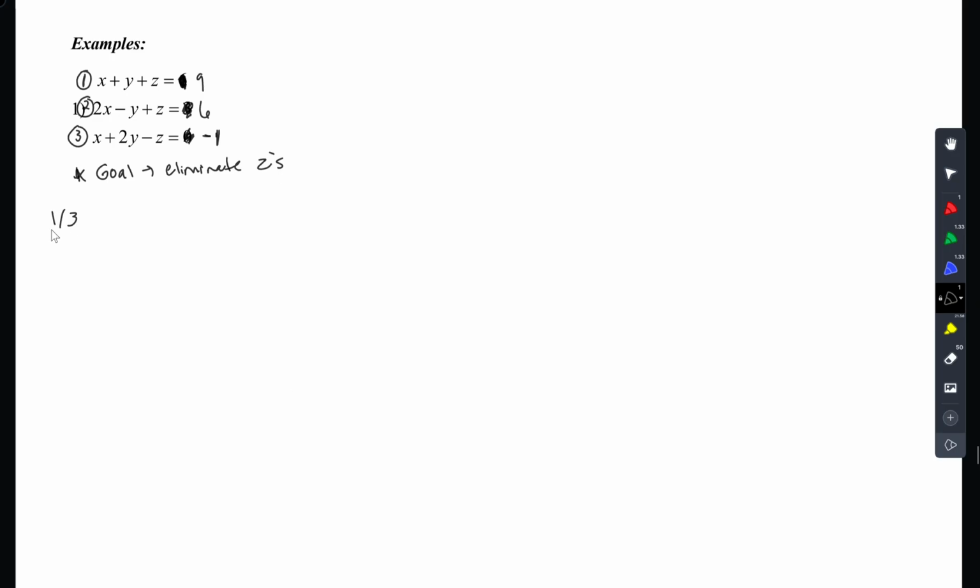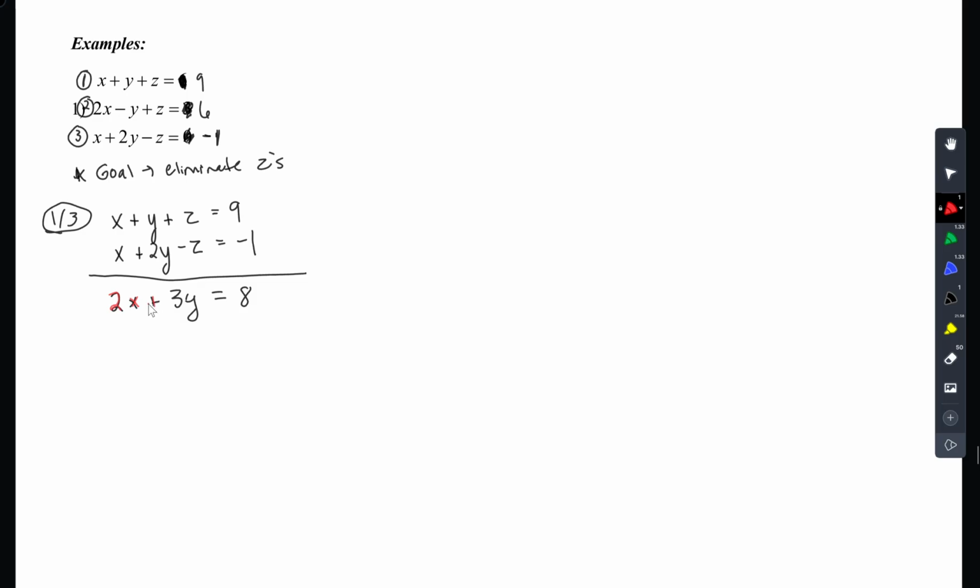So I'm going to pair 1 and 3. I'm going to take equation 1 and rewrite it, and then I'm going to take equation 3. The reason I'm pairing those together is because if I added them right now, like if I did elimination, my z's would be gone. They're already set up for elimination. I'm going to add them up. So I get 2x plus 3y equals 8. Maybe I'll put that in red. This is going to be my 4th equation. So I paired 1 and 3 together to get a new equation 4.